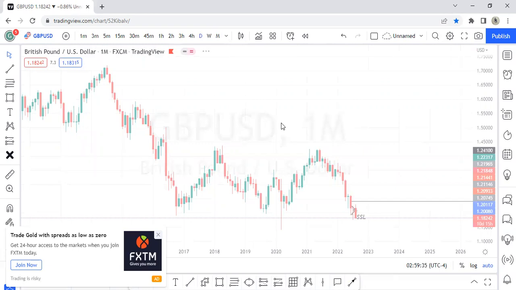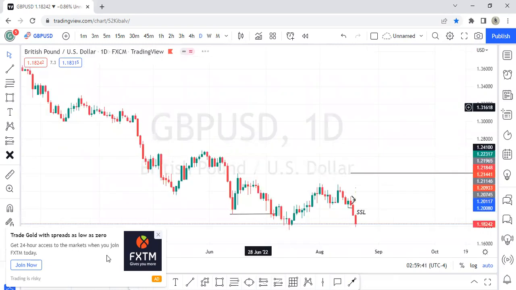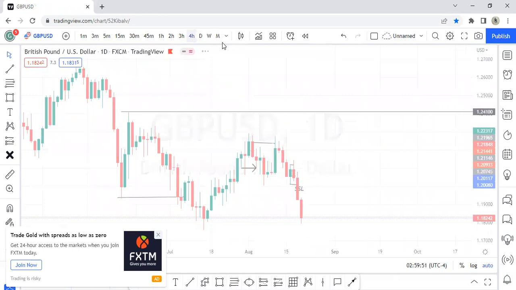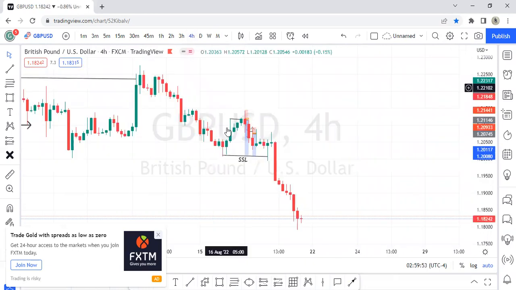Let's see. So we're heading over to the daily time frame now. Even the daily is bearish. They were high, they were low, they were high, and price may likely go below this. So let's be very careful with EU and GU. They're very bearish. All right, so this is it.